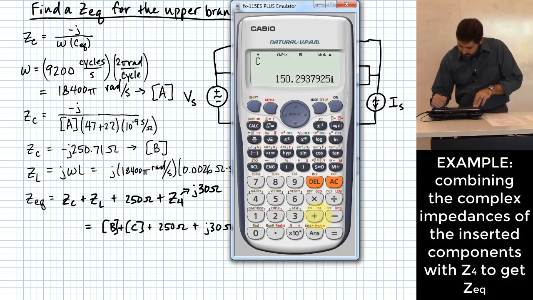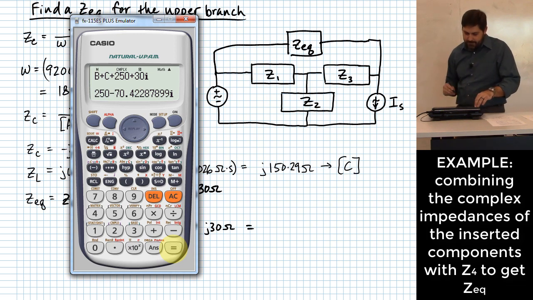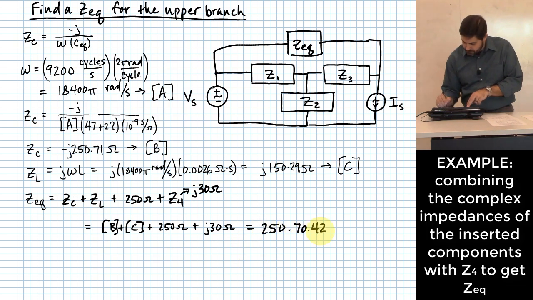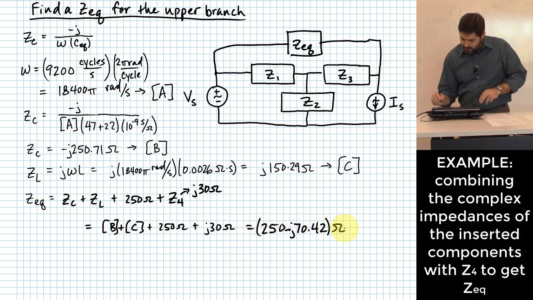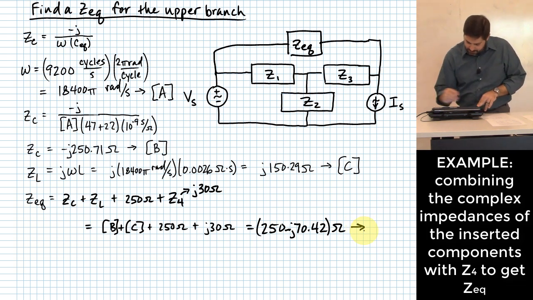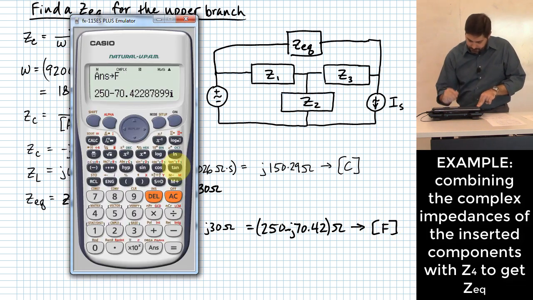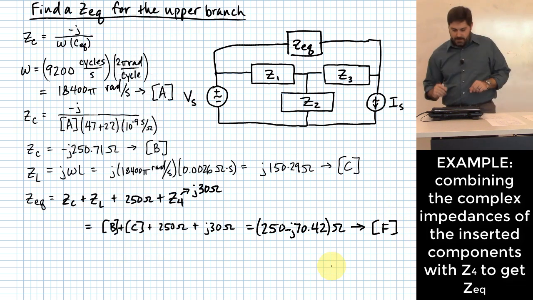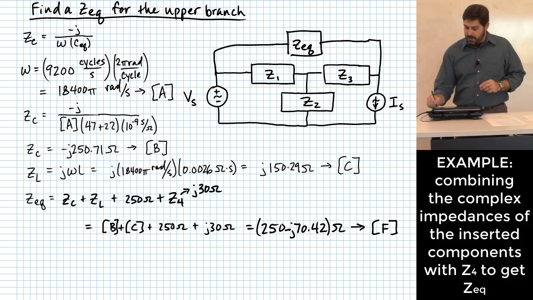So now let me do that one. B plus, oops, B plus C plus 250 plus 30 I. That's what I want. Right? So that gives me 250 minus 70.42 J ohms. Now, what I would like to do is store that, and I might kind of mess with some of your heads. I'm going to go all the way over and store that in variable F. And I do have a reason for that, but you'll see in a second.